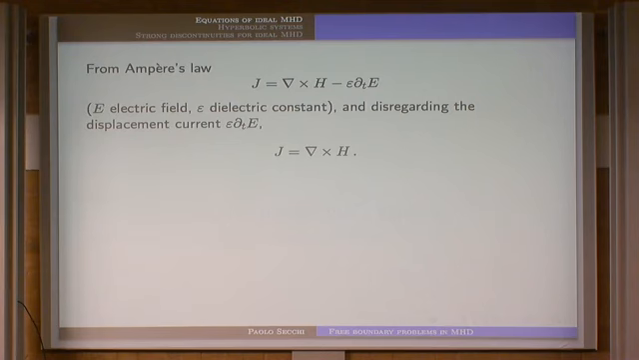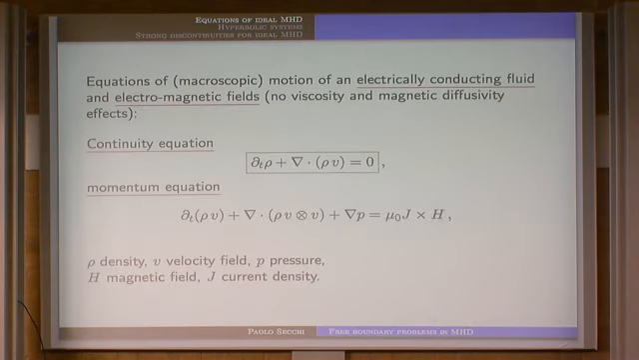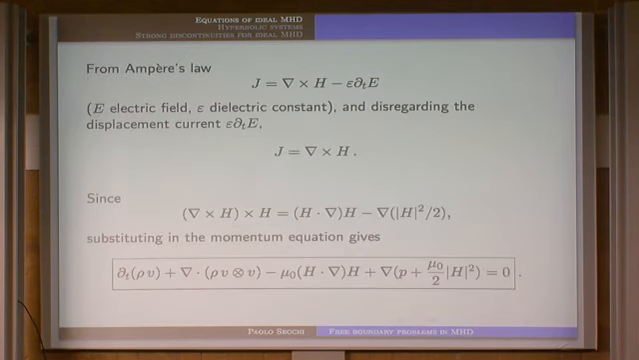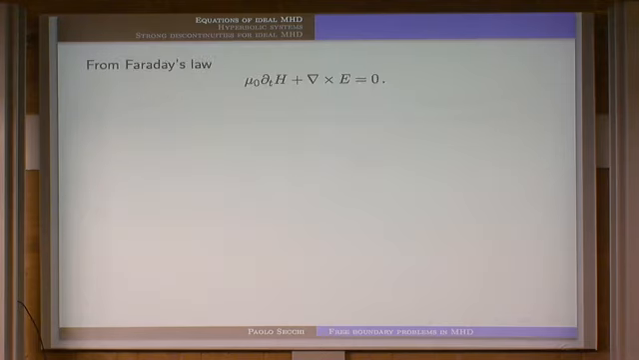We substitute here, J. We obtain this product, we develop it in this form, and in the end we get the equation that we will consider. Again, the momentum equation written in this form here. Then consider Faraday's law, okay, for H and E.